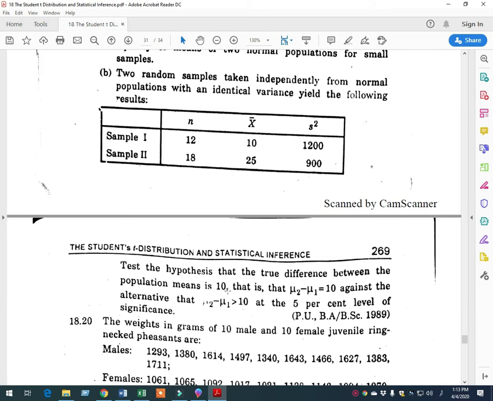population means is 10. That is, mu2 minus mu1 is equal to 10. That is actually the null hypothesis, against the alternative that mu2 minus mu1 is more than 10. The point to be noted is that the alternative does not have the unequal sign, it has a more than 10 sign, which means this test would be a one-sided test on the positive area on the right side of the diagram, and that test would be conducted at the 5% level of significance.